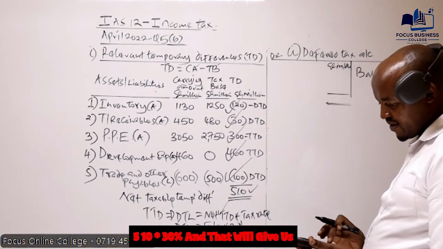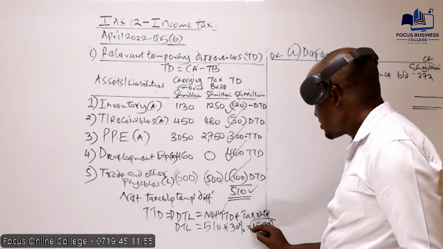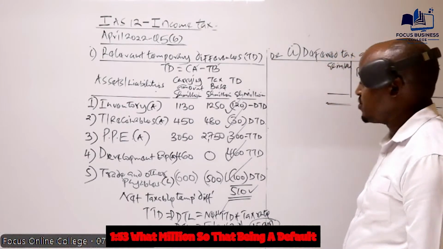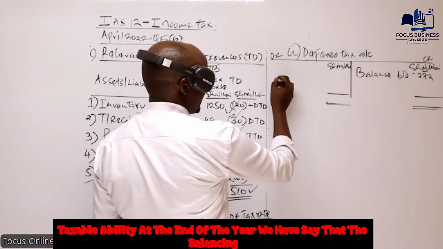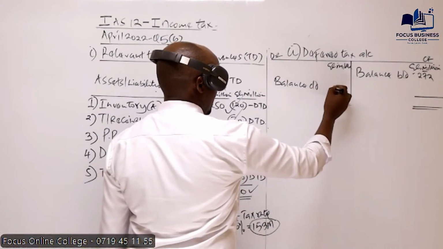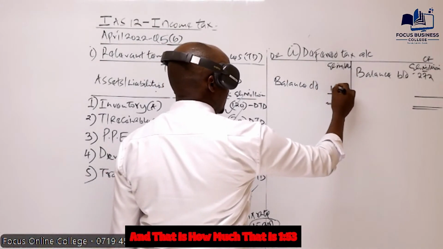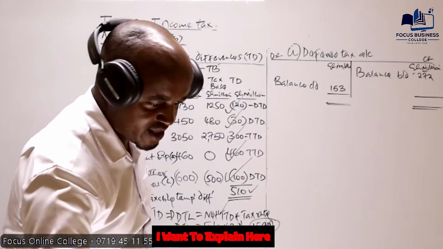510 times 30%. That will give us 153 million. So that being a deferred tax liability at the end of the year, we have said that the balancing figure, that one should be recorded here. And that is how much? That is 153. There is something small I want to explain here.